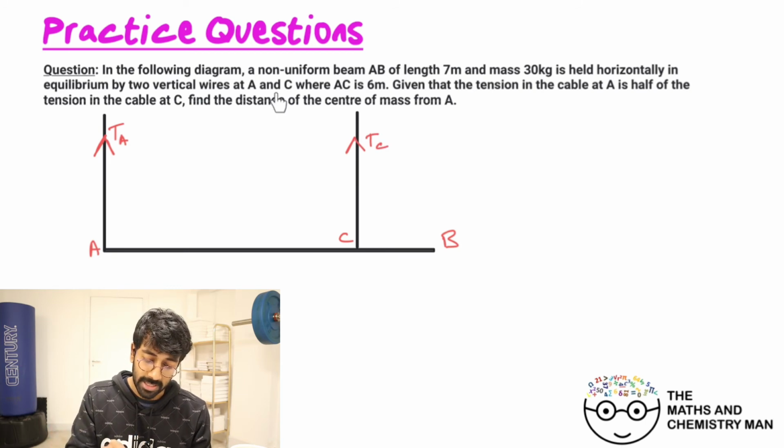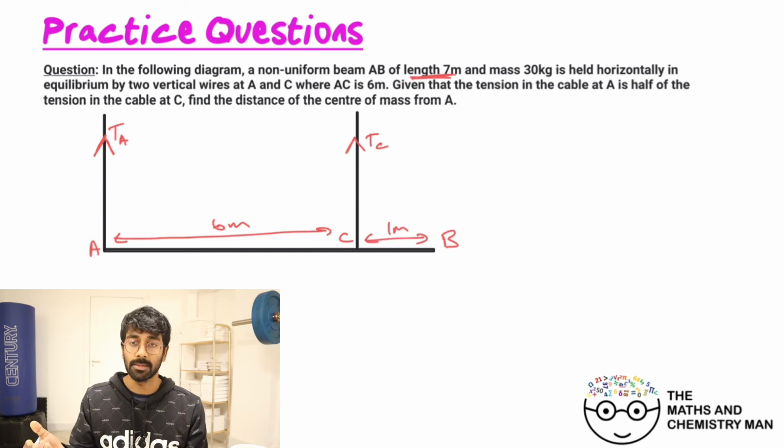And they told us that A to C is 6 meters. So I'm going to fill this in now. We're going to say this here is 6 meters. And remember, the total length of the rod was 7 meters. So we can say this here must be 1 meter.